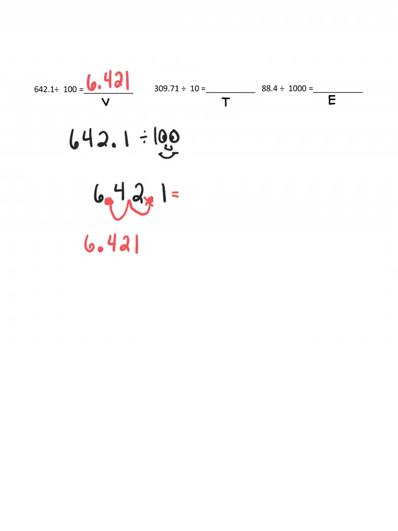Now let's do the next one. We're going to divide 309 and 71/100 by 10. Only 1 zero in 10. So I only need to move my decimal point over 1 spot. Remember that when you're dividing by 10, your decimal point moves to the left to make your number smaller. So this number is going to be 30 and 971 thousandths, and that goes with the letter T. Let's do one more.